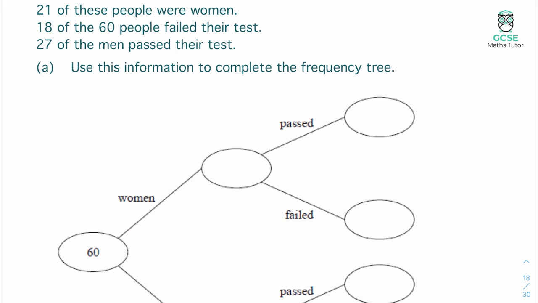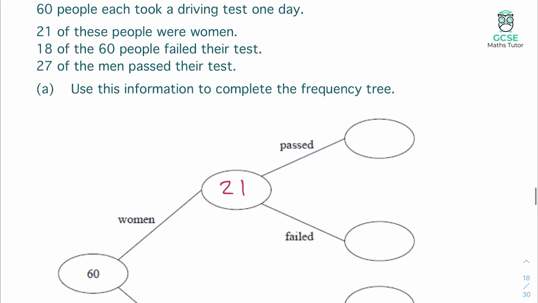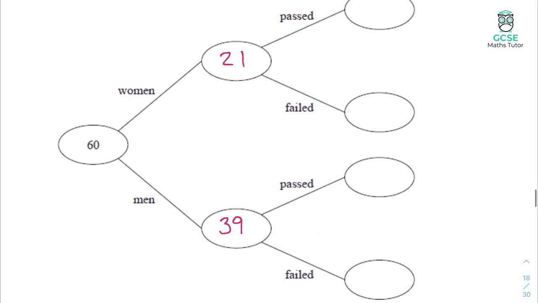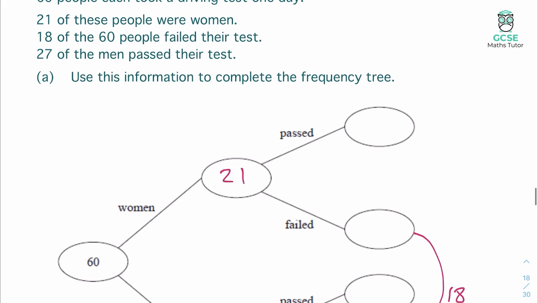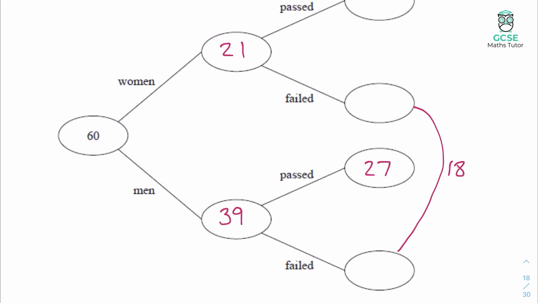So 21 of them are women, so we can put that straight away there. Now there's 60 in total, so if we take that away from 60, that's going to be 39 that are men. It then says 18 of the 60 people failed. Okay, that's a bit awkward because that's both of them, but they have to add up to 18, so we'll write that like that for the moment. 27 of the men passed their test. So 27 men passed, which means that 12 failed.